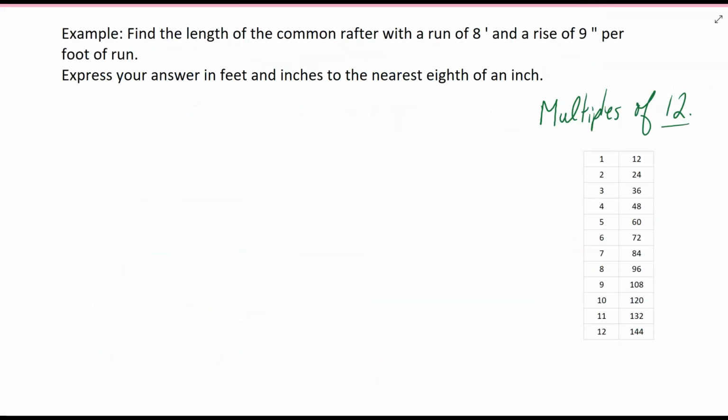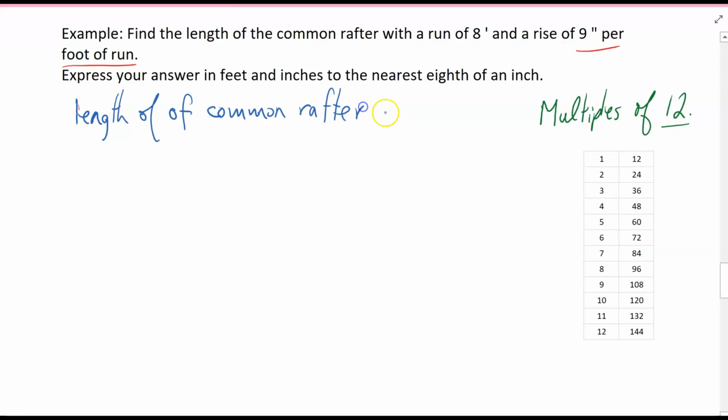Let's have a look at another one. Find the length of the common rafter with a run of 8 feet and a rise of 9 inches per foot of run. So we're already told the 9 inches per foot of run. The run is 8 feet though, okay? So if we already know the 9 inches per foot of run, we can get the length of the common rafter. Let's go to the framing square.